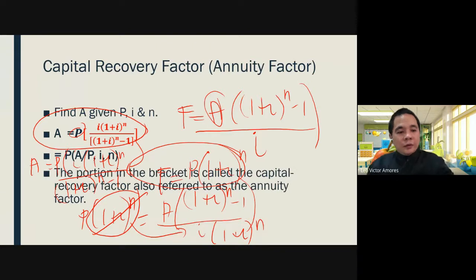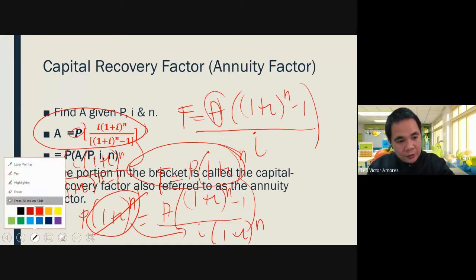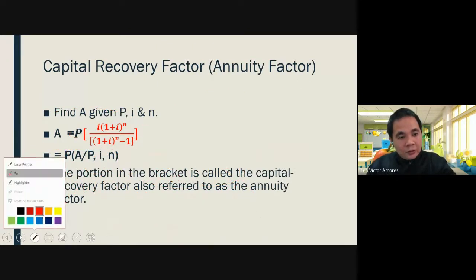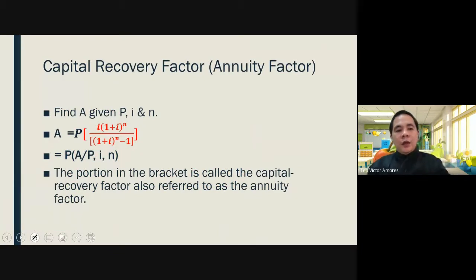So I will erase this. If you look at it, if you are given the A, the P, the I, and the N, what you will look for is the annuity factor, or the annuity. The portion in the bracket, the one in red, is called your capital recovery factor.